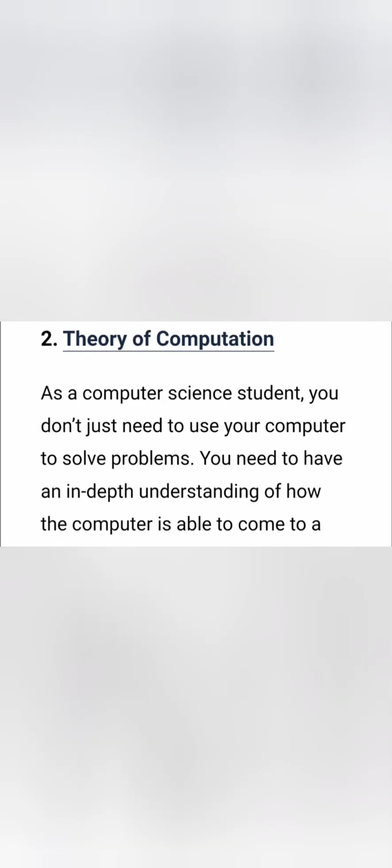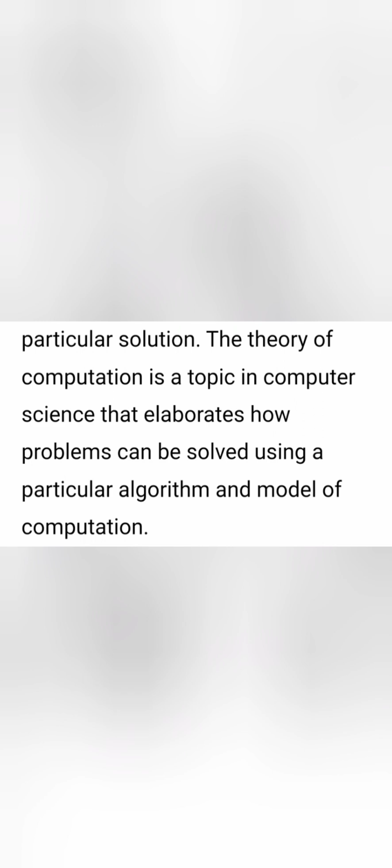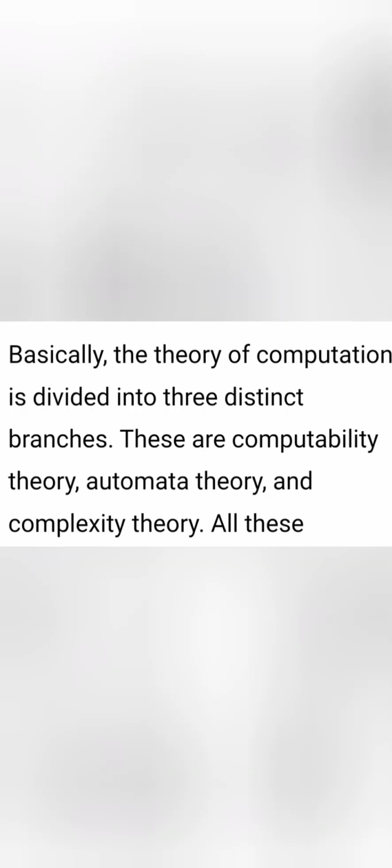Now the second topic, which is also tough, is the theory of computation, right? This is the second toughest. You need to have an in-depth understanding of how the computer is able to come to a particular solution. So basically, this topic of computer science elaborates how a problem can be solved using a particular algorithm or a particular model of computation. You can subdivide this into three parts: you will be taught about computability theory, automata theory and complexity theory.